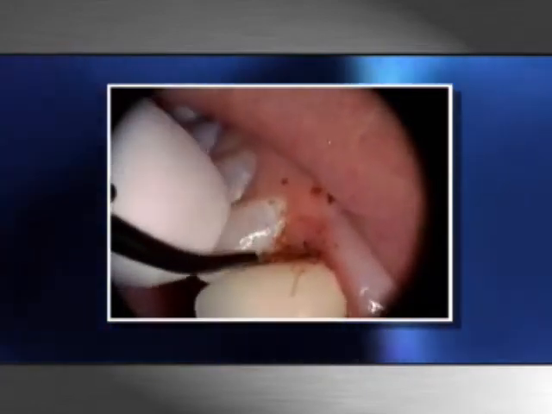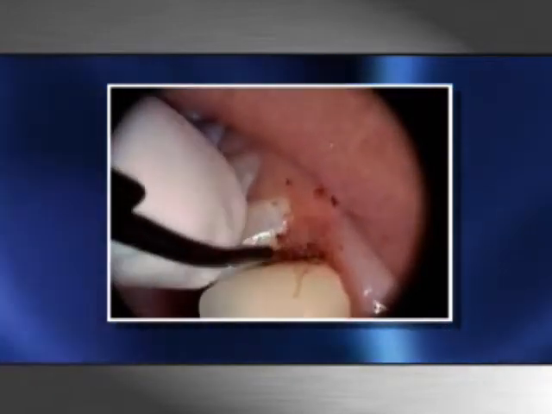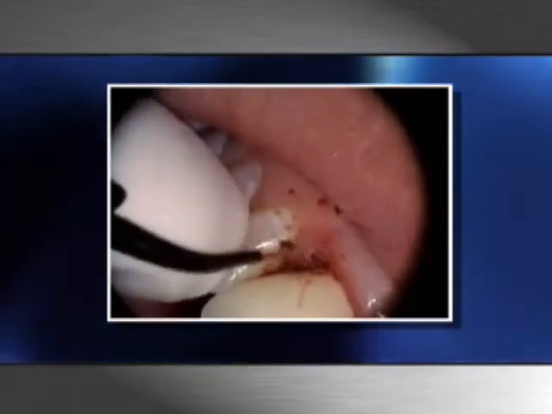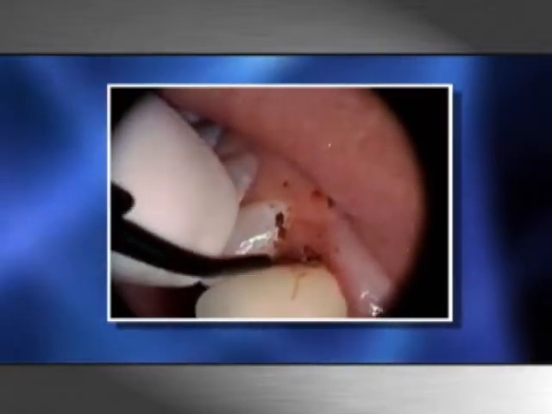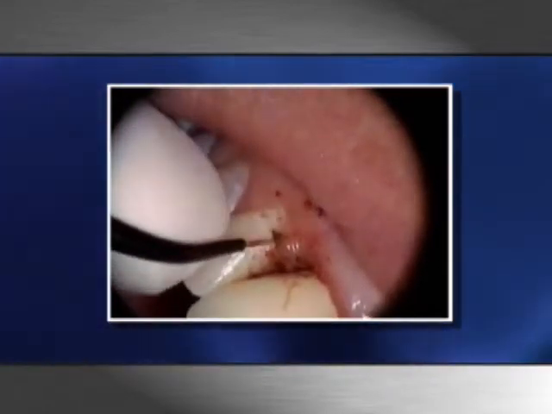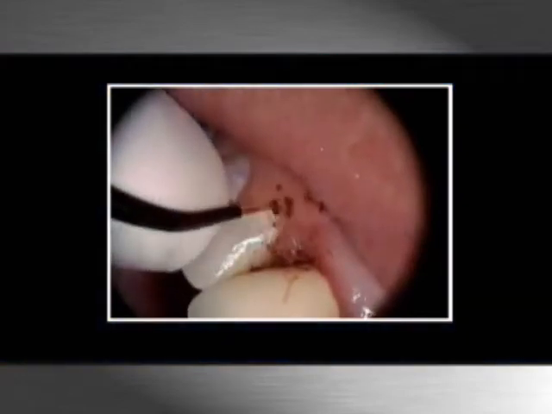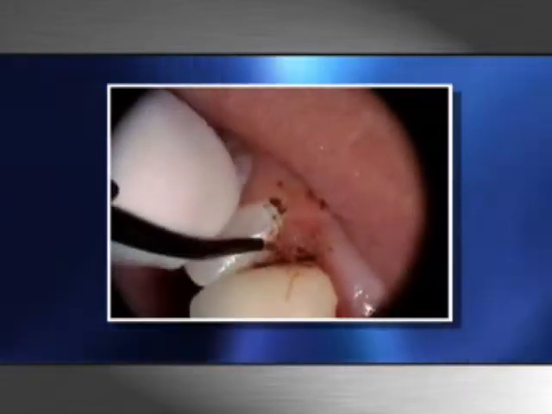The purpose of this procedure is to remove diseased or inflamed soft tissue in the periodontal pocket and to improve the clinical indices, including gingival bleeding, probing depths, attachment loss, and tooth mobility. The laser procedure is intended to be an adjunctive treatment to conventional scaling and root planing, not a replacement or substitution.